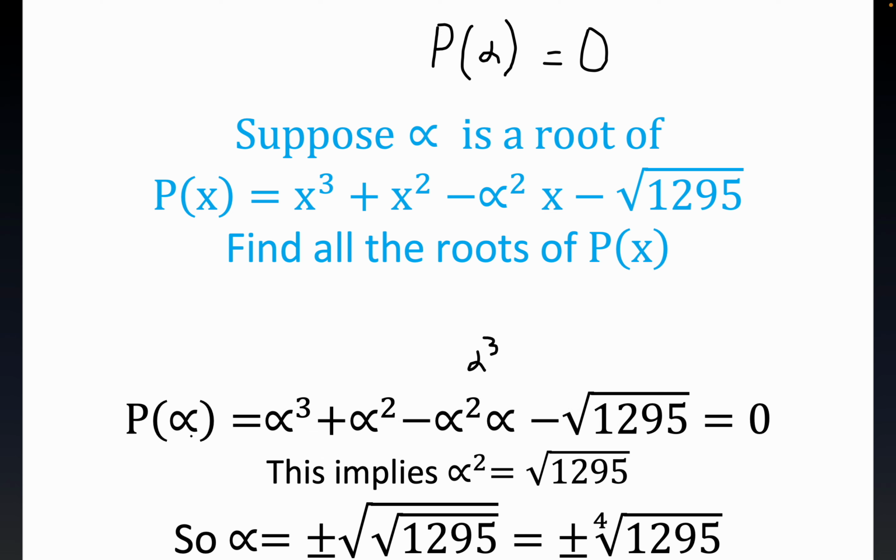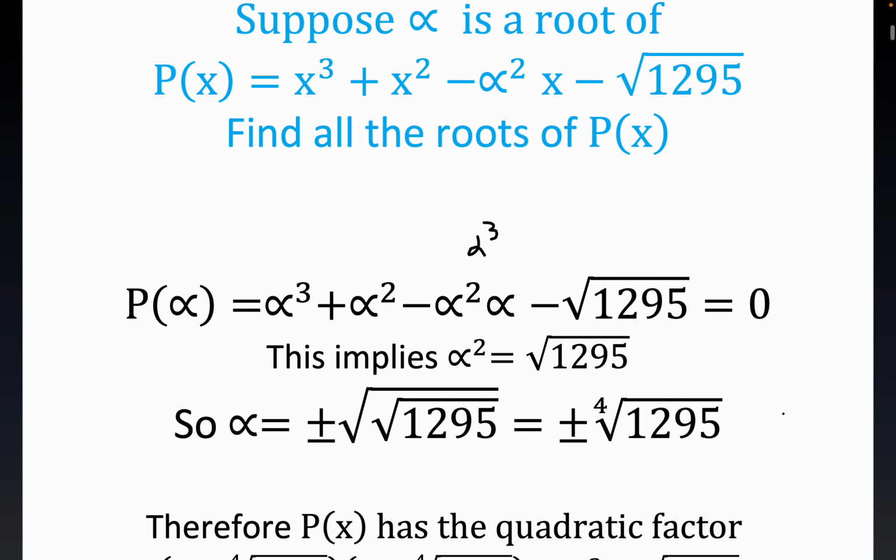And since p at alpha is 0, that implies that alpha squared is equal to the square root of 1295 when we take it to the other side of the equation. Now, if we take plus and minus square roots, we find that we have the fourth root of 1295 as a zero, the plus and minus values. So not only is alpha a zero, but its negative is also a zero of the polynomial.